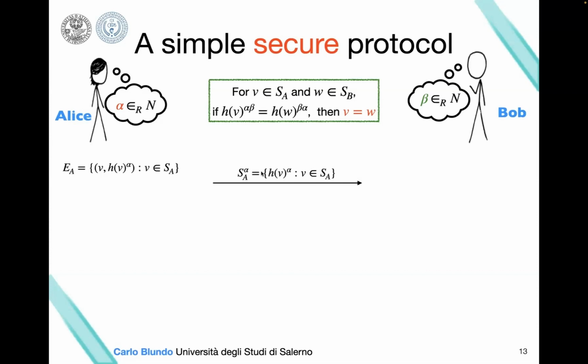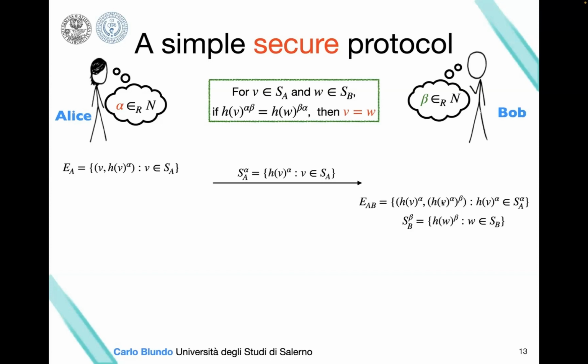So in some sense, Alice takes the set, applies the hash function, and raises the hashed value to the alpha. Bob behaves in a similar way. He does a similar operation on his set. He takes all the values in his set, computes the hash function, and then raises to beta, and then operates on the set received by Alice, raising the values received from Alice to beta.